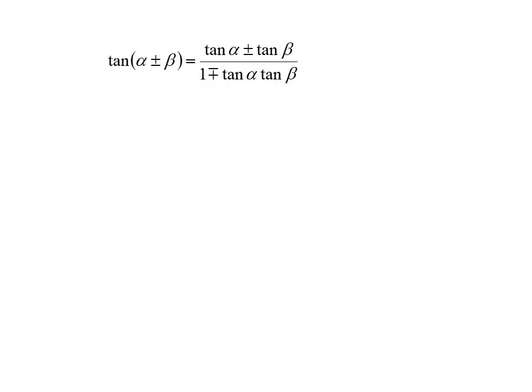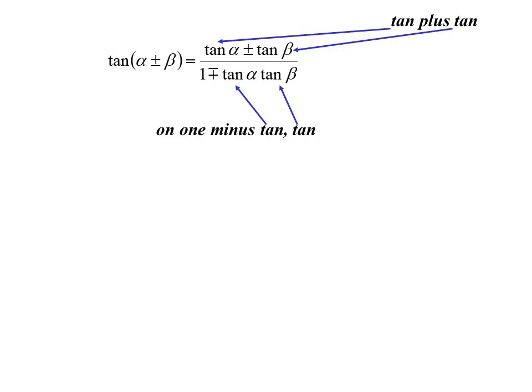Tan plus tan on 1 minus tan tan. So I just remember the positive one for that one, and then I know, well, if it's the negative one, I just change the signs around. So tan plus tan on 1 minus tan tan. There it is. And they are our three compound angle formulas.